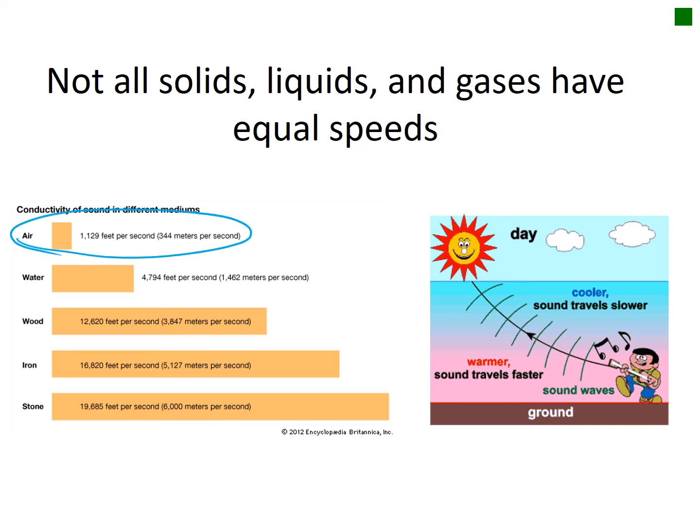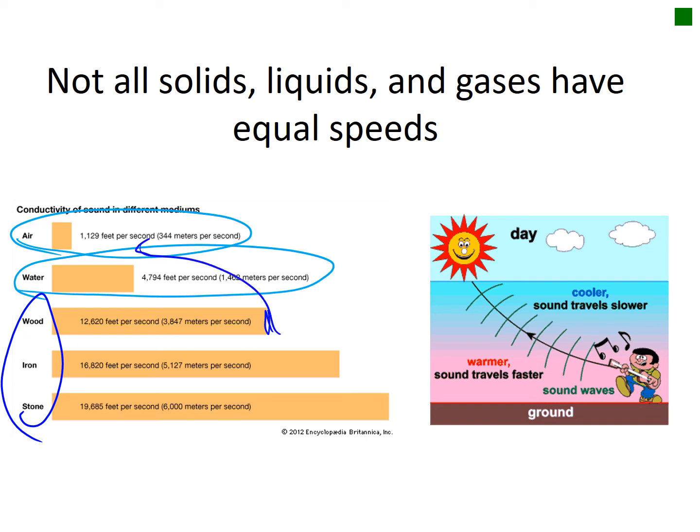If you look at air, which is our gas, it goes about 344 meters per second. Water, which is a liquid, is about 1,500 meters per second. And then you look at our three solids down here. So if you look at wood, wood is still a lot more than air and water, but it is not as much as iron or stone. Stone is more dense, therefore it is going to go a lot faster.